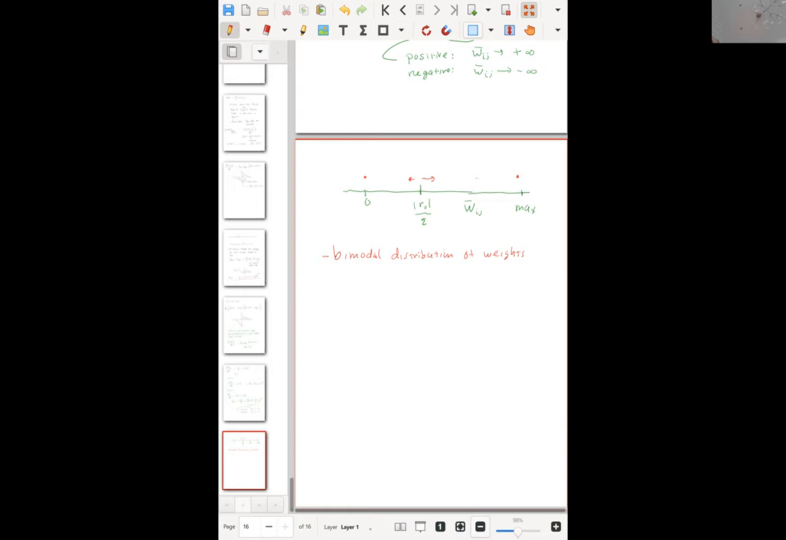On the other hand, it makes things very stable. And if you want to change the weights, then you have to kick it from one side to the other by going across the threshold. So it takes some effort to change weights, and that's actually a good thing. So it leads to very stable weights.